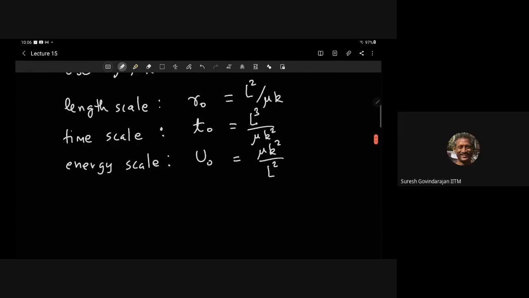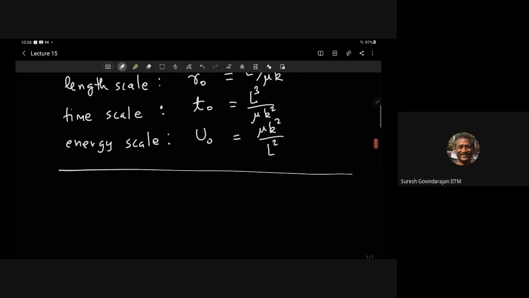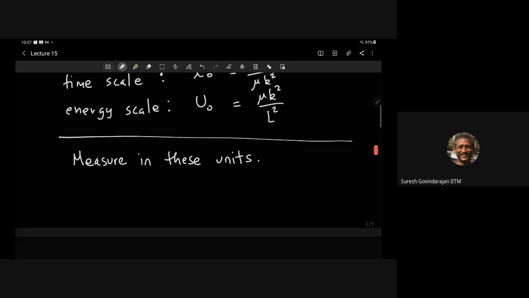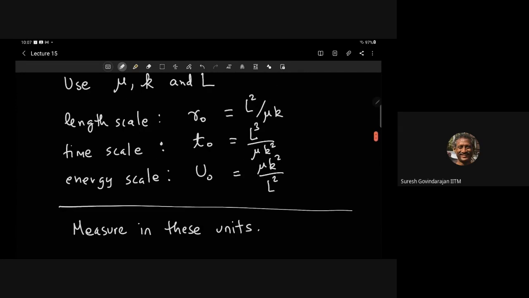The point is that without L, we cannot get these scales. With just mu alone, we cannot. If that were true, we would have got something with L to the power 0. L is angular momentum, not Lagrangian here. Because there are natural scales in the problem, and these are the only scales, we will measure length in units of R naught, time in units of T naught, and energy in units of U naught, just like MKS units.